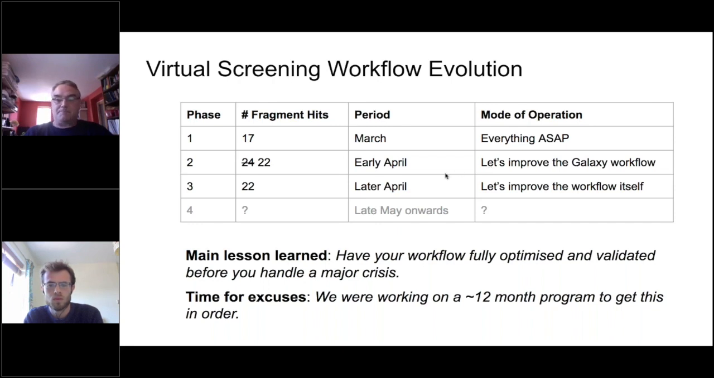So basically, the virtual screening that I'm going to describe has evolved significantly from early March when we started it. Initially, we had 17 fragment hit structures. So that's 17 different crystal structures, each with a different fragment bound into it.